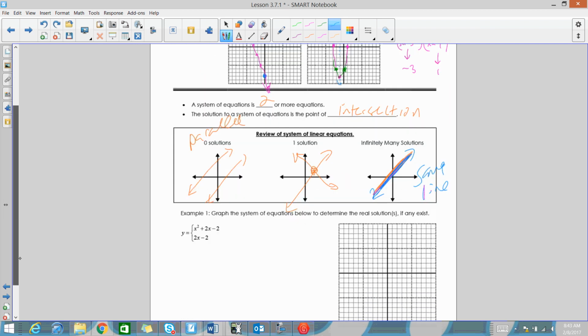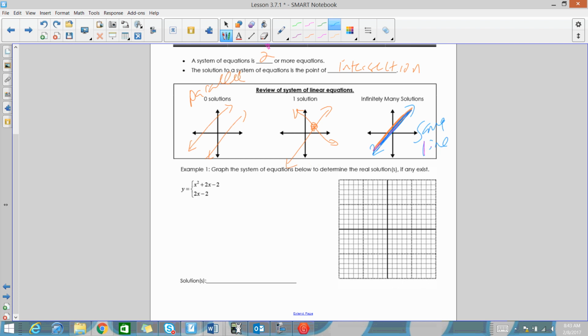So that's just a little review. Hopefully many of you remember that. Now we're going to have some fun doing big boy, big girl systems of equations. It says graph the system of equations below and determine the real solutions if any exist. For me, I'm always going to start by graphing the linear. The linear is always the easiest.